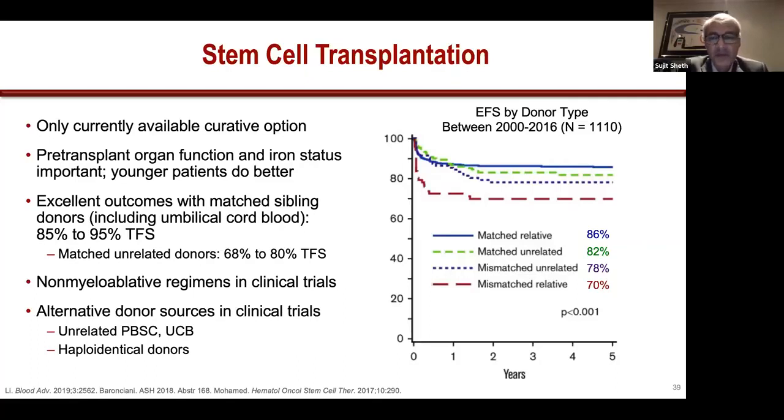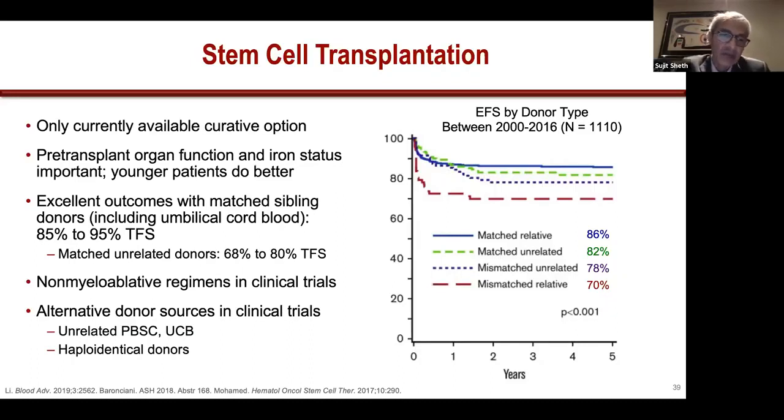And then if you went with a mismatched or unrelated donor, the survival actually goes down quite dramatically. In terms of who is a good candidate for transplant, we're going to say younger patients and patients who have matched related donors. At this point, I certainly don't recommend going to transplant if you have very high iron levels and if you've already suffered significant morbidity from the iron overload. And I certainly don't recommend going to transplant with an unrelated or mismatched donor.